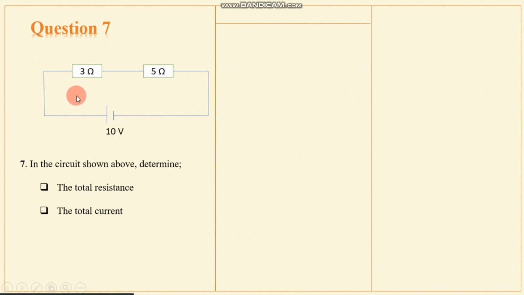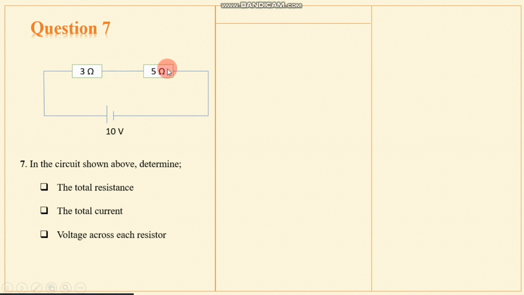However, when the resistors are connected in parallel, the current is shared between the number of resistors present in that particular circuit. Also, we are going to look at the voltage across each resistor. We have two resistors.